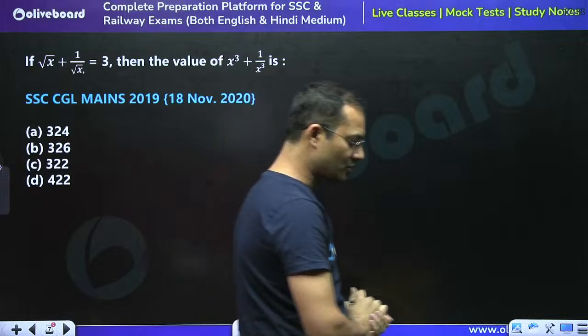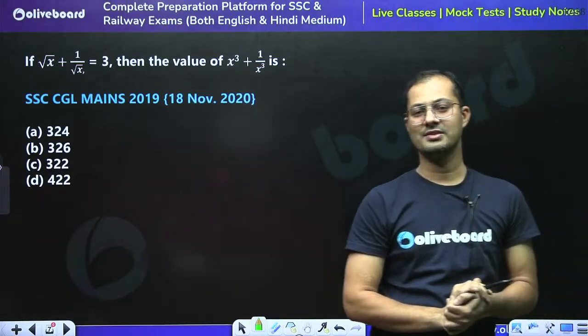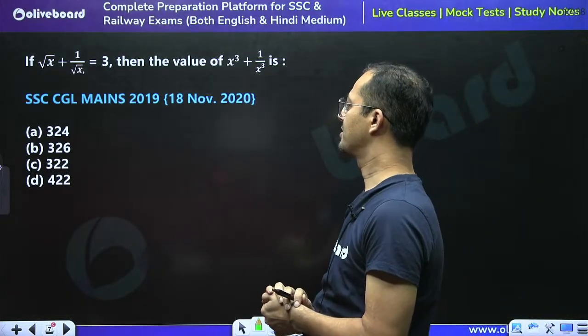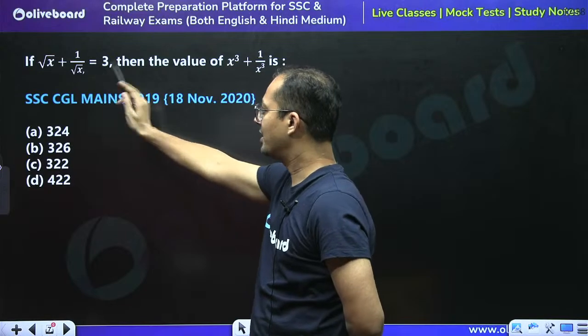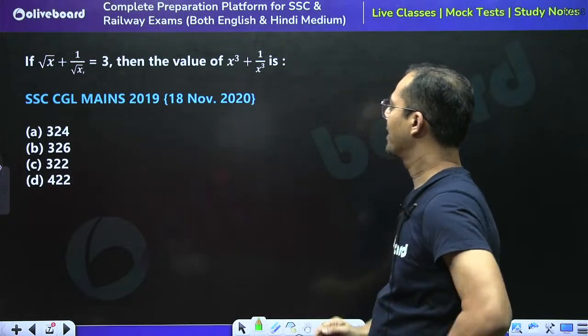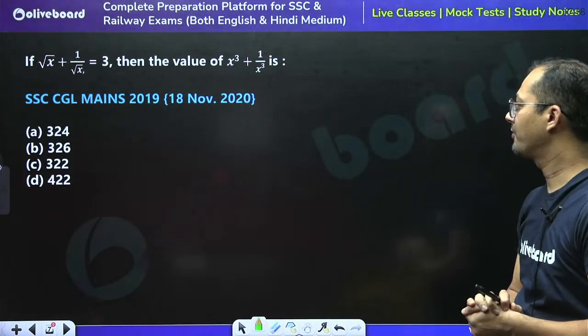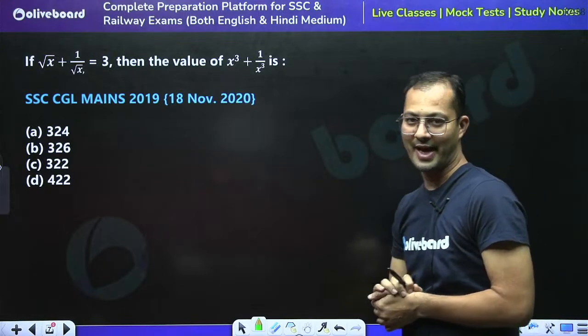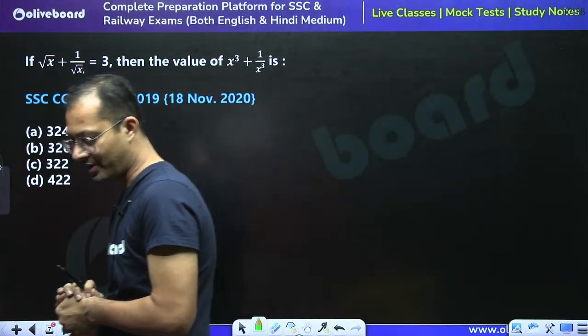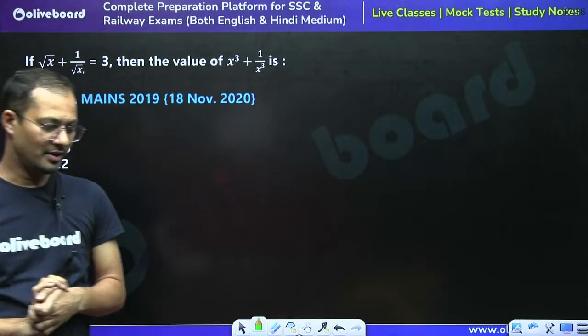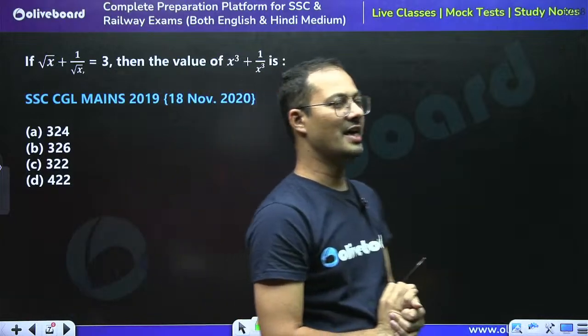So this question belongs to algebra. Tell me what is the answer for this question. See, root x plus 1 upon root x is equal to 3. Then find the value of x cube plus 1 upon x cube. Everyone, tell me what is the answer of this question.